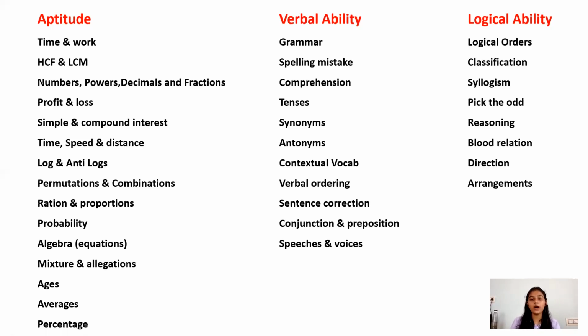Now coming to the verbal ability, we have topics like grammar, that is spelling mistake correction, grammar mistake correction, that kind of thing. Then spelling mistake, comprehension passage, tenses, synonyms, antonyms, then contextual vocab, verbal ordering, sentence correction, conjunction and preposition, speeches and voices. Now coming to the logical ability: logical orders, classification, syllogism, pick the odd, reasoning, blood relation, direction, and arrangements.